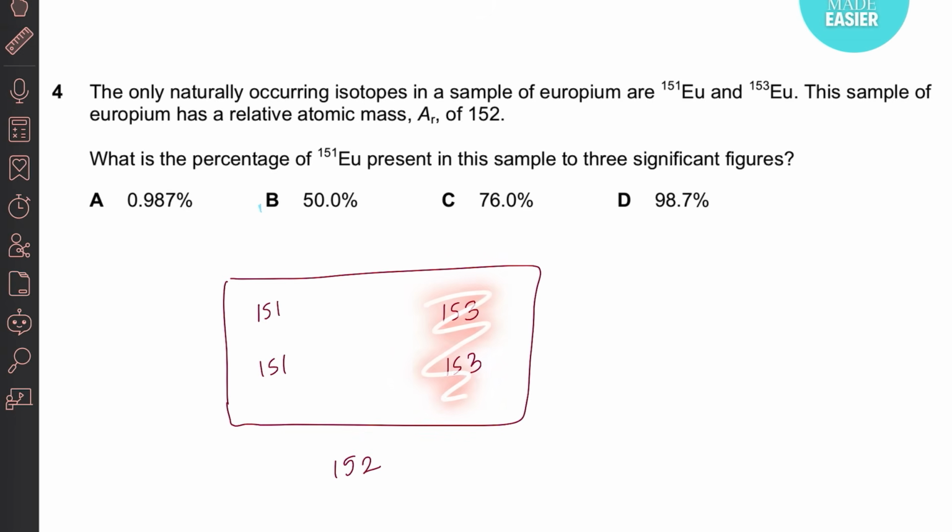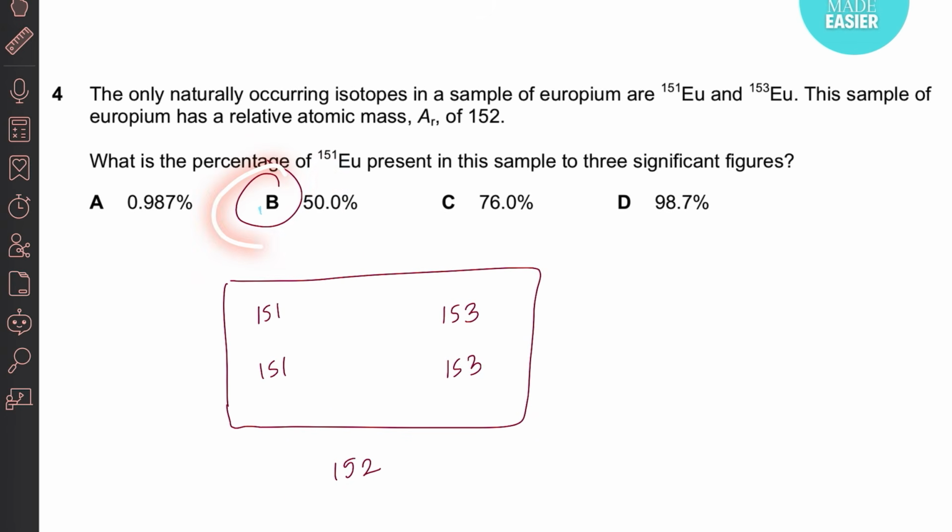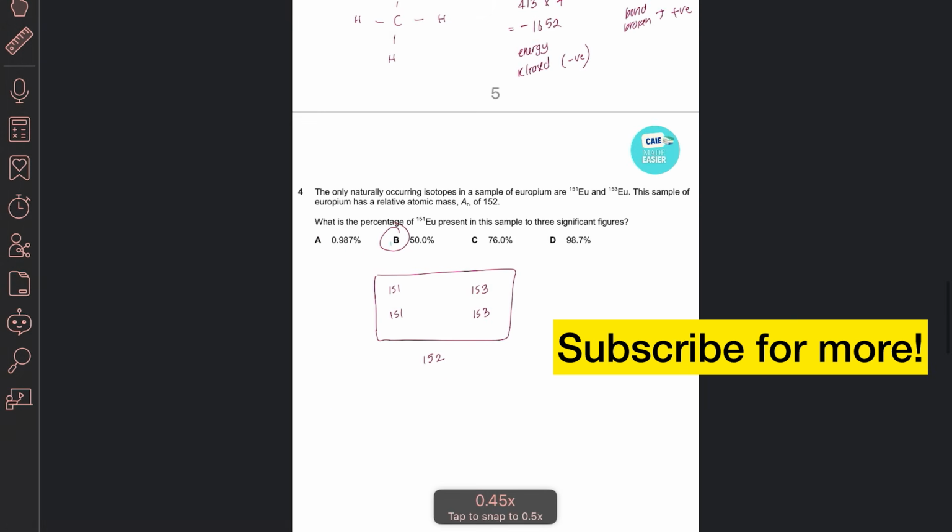Both of them have equal weightage, so we can just divide this by 2. 50% of the sample is 151 and 50% of the sample is 153. That is why the average mass is in the exact center, 152. So that is going to be 50%. And that's all.